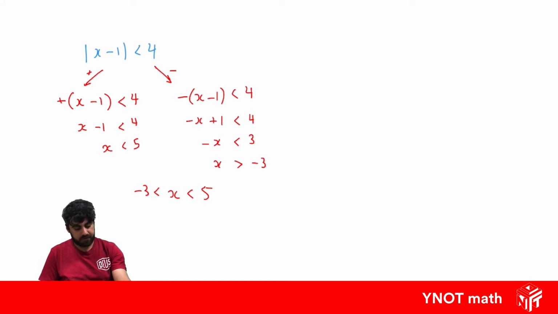Let's have a look at another example. The absolute value of 5x plus 3 is greater than or equal to 8. Again, we get two cases, one where everything's positive in the absolute value and one where everything's negative. So we get 5x plus 3 all being positive, which means we can just write it like that, or everything being negative.